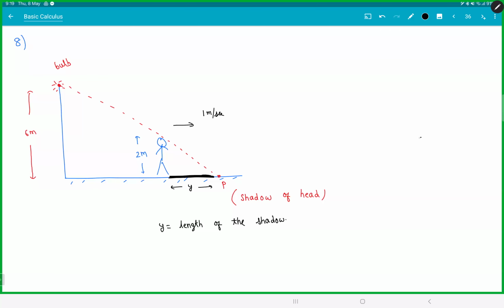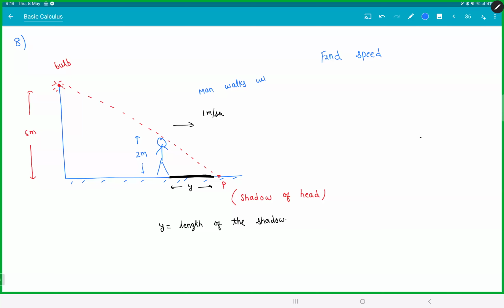So the question is, if this man is walking with 1 meter per second, I'm pretty sure you must have seen this, right? When you're walking on a road and there's a light behind, did you ever observe your shadow? The shadow becomes bigger and the shadow also goes forward. Did you ever observe that? When you're walking on a road and there's a light behind, you will see your shadow is moving front. So the question is, find the speed of point P. So if you're walking with 1 meter per second, your head ka shadow is going with what speed?